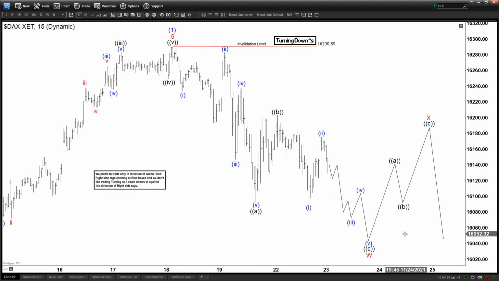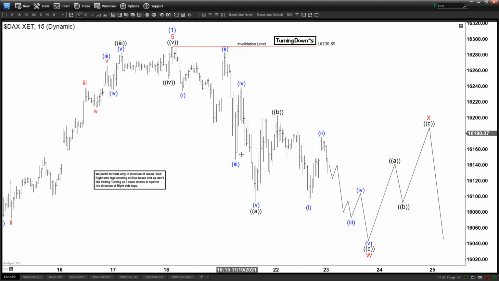Now let's take a look at the structure of the pullback here. After we finish with 1, we have what looks to be an expanded flat here in the middle. We got this 1 2 3 4 5 ending A, and this is the B, and then from there we make a new low, as you can see, right? So we do make a new low right here. So it looks like we do have what we call a lower low sequence, right? You have an A, you have a B, and the B is confirmed by breaking below the A again. So that B is confirmed once it breaks below the A.